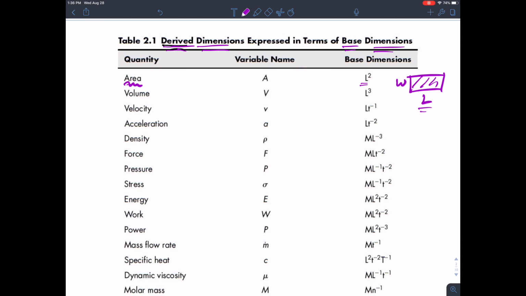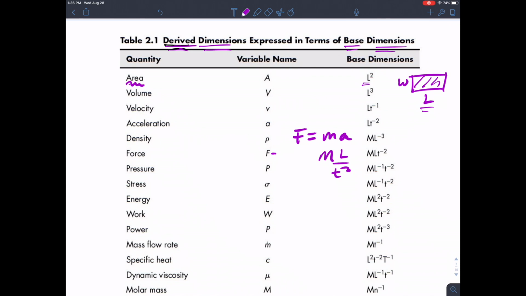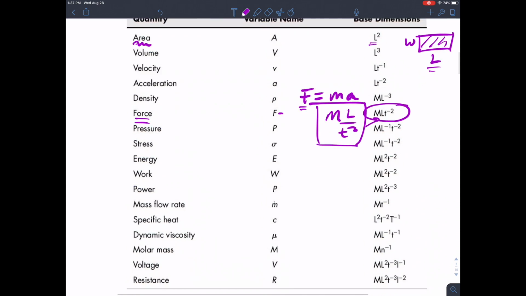Let's do one more. How about force? What do you know from physics about force? Hopefully you know F equals ma, where m is mass, and acceleration a is length per time squared, like meters per second squared. This is the derived dimension in general for force, so you see that it matches up. Think through that, and make sure you understand how we can get derived dimensions from base dimensions.